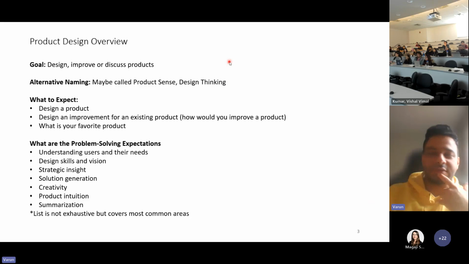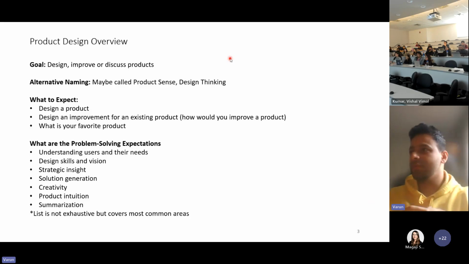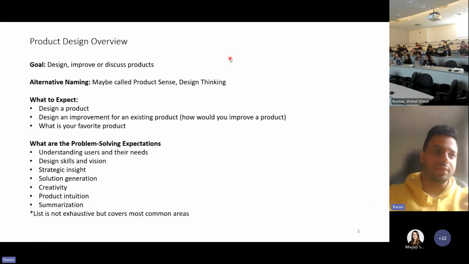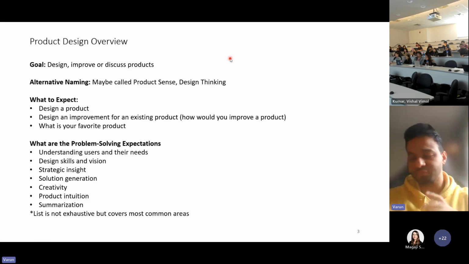All right. So just a quick thing. So, product design overview. Again, the whole goal here is for you to design, improve, or discuss products. It has different terms across different companies and organizations: product sense, design thinking, improvements, etc. Whatever you want to call it, the expectation and what you solve remains the same.